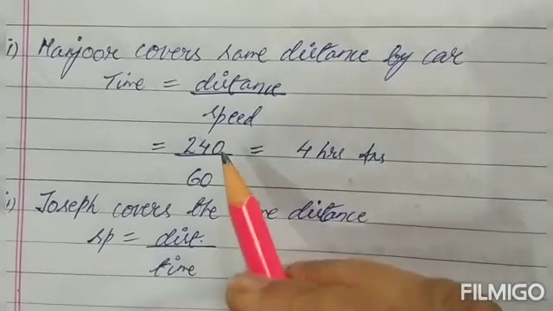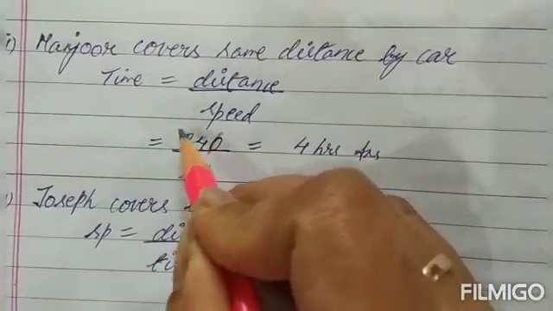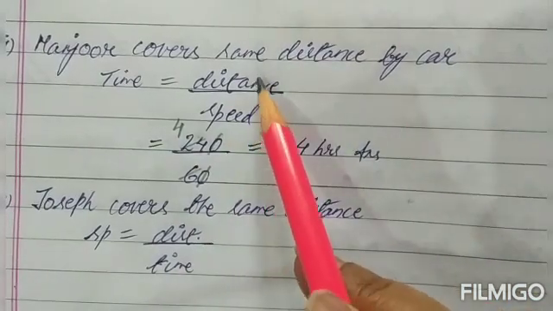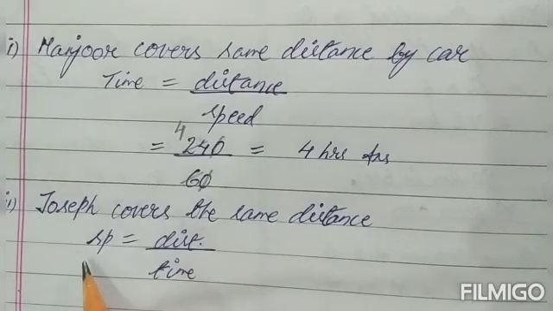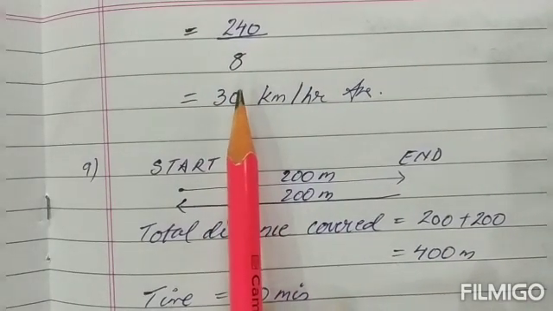So divide 240 by 60, 0 and 0 can get reduced. 6 4s are 24. So how much is the time? 4 hours is the time taken by Manzoor. Now Joseph is also covering the same distance. Again we have to calculate the speed for Joseph, distance upon time. That is 240 upon 8.